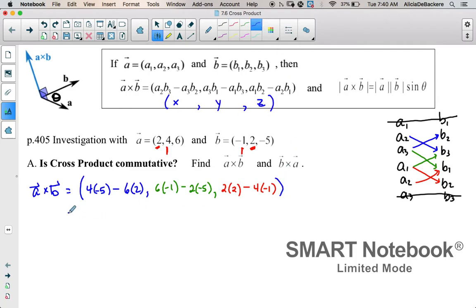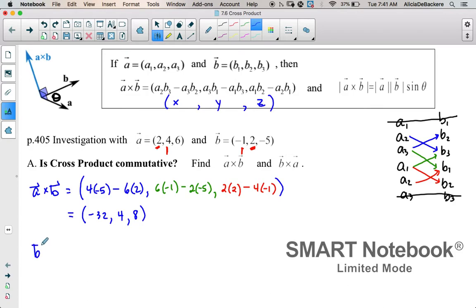All right, now we'll figure out that arithmetic. I've got negative 20 minus 12, that's negative 32. In the middle here, I've got negative 6 plus 10, so that's 4. At the end here, I've got 4 minus negative 4, so that's 4 plus 4, which is 8. So there's our answer for A cross B, but to find out if it's commutative, I also need to do it the other way around and see if I get the same answer.